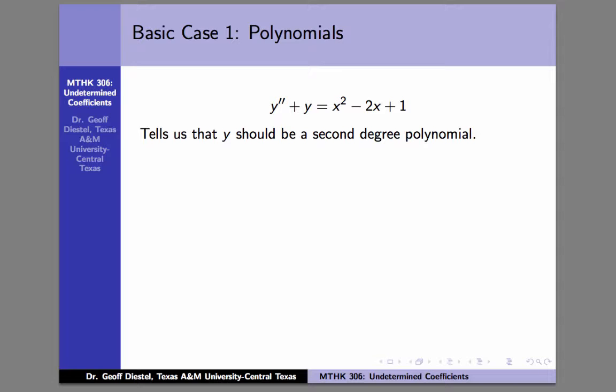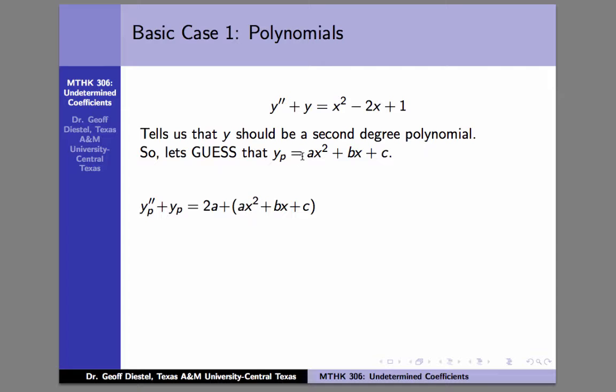So our guess is that y should be a second degree polynomial, and this is how we make our guess. Again, the letters I'm using here, A, B, and C, can be anything you want. Just call them whatever you want, but in this case, I'm just using A, B, and C. So our particular solution should be of this form. Let's go ahead and compute its second derivative and then plug it into the equation.